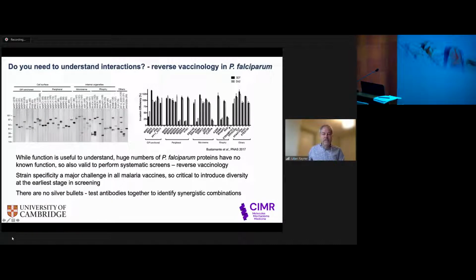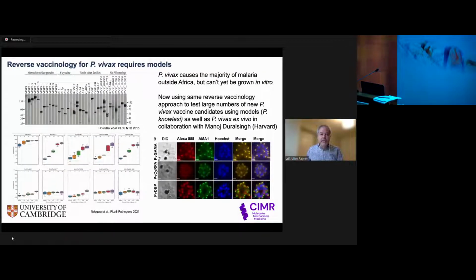So this is a sort of systematic reverse vaccinology, it's called, going from the protein to candidates approach to identifying new malaria vaccines. And we're now doing exactly the same thing for Plasmodium vivax, which of course causes the majority of malaria outside Africa. But with vivax, you have the additional complication that you can't grow the parasites in vitro. So you have to use some model systems.